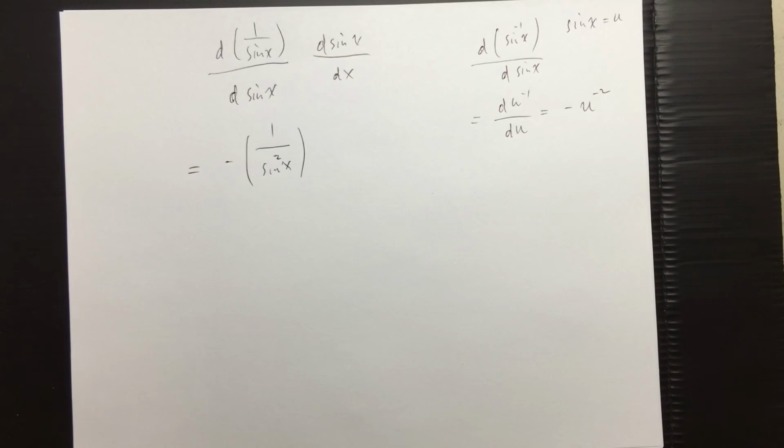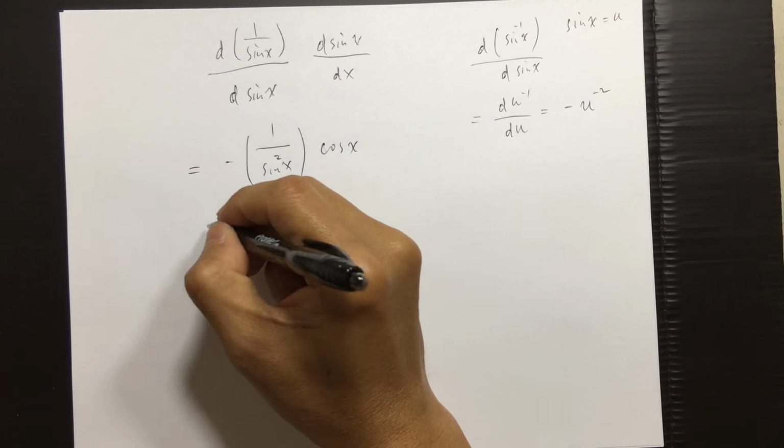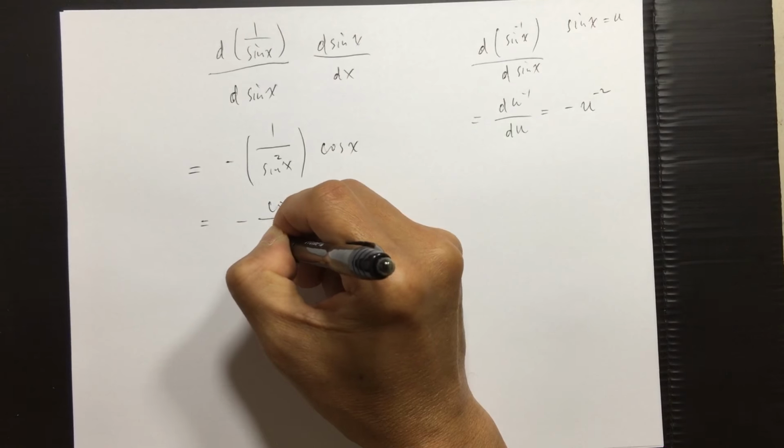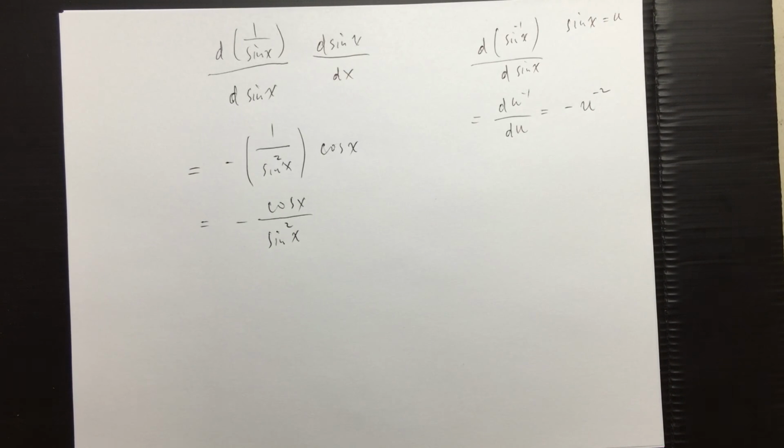Oh, okay, yeah, I get it. This is what we're doing here. And sine x dx is what? Cosine x. Right? This equals minus cosine x over sine x squared. Yeah? Yeah.